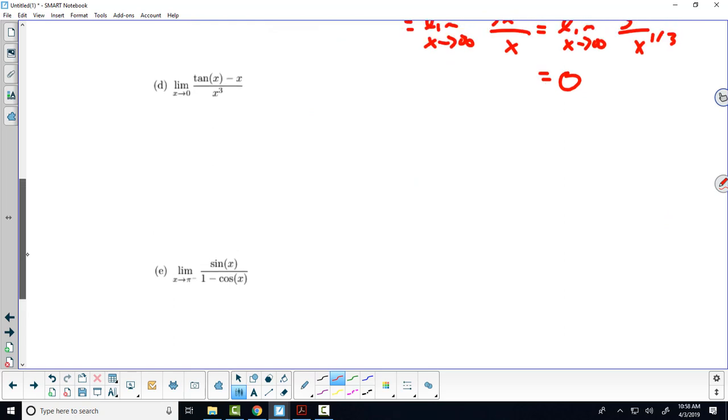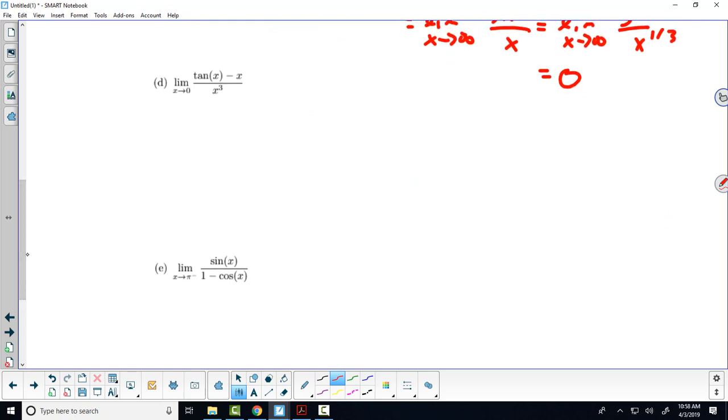All right, let's look at this one. I can't remember why this one's in here. Let's find out. Let you guys try it. Identify the indeterminate form if there is one. If it's appropriate, apply L'Hopital's Rule. And give it a shot.